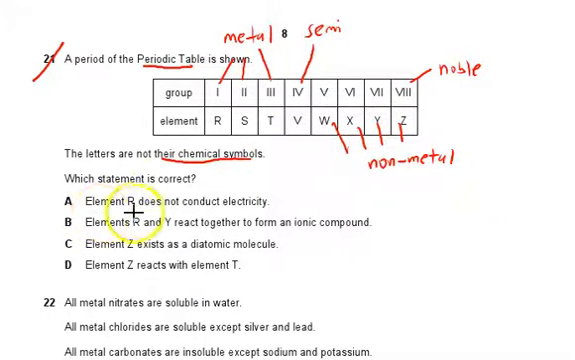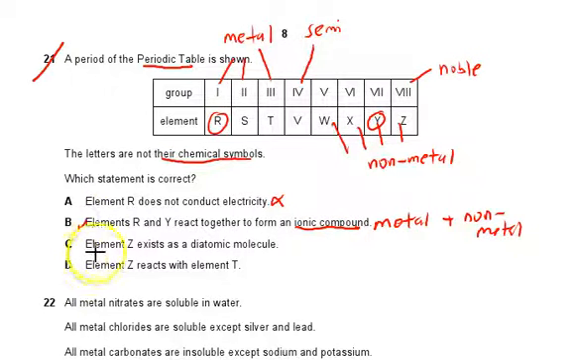So element R does not conduct electricity, which is not correct because it is a metal. They can conduct electricity. Now element R and Y, where is Y? Y is here. They react together to form an ionic compound. This one is correct because for an ionic compound, they need a metal and a non-metal. Alright, so this is correct. Now let us look at the next one.